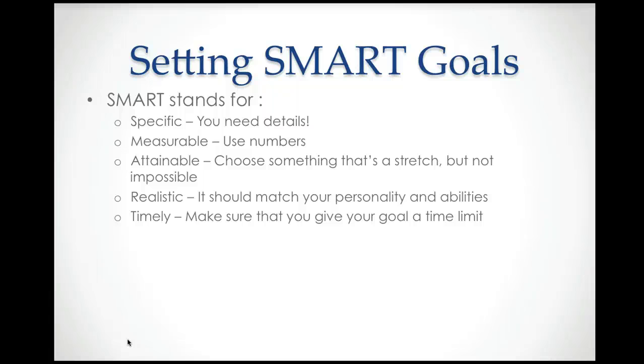That will help you in the measurable category. If you use numbers or specifics in lots of detail, it's easy to measure. You want it also to be attainable. So you want to choose something that's a stretch for you, but not impossible. You also want to be realistic. What your goals should reflect is your personality and your abilities and your skills. And then you want it to be timely, which means that you want to make sure you give yourself a time limit, so that at the end of the time limit you can go back and look and see if you actually met the goal.